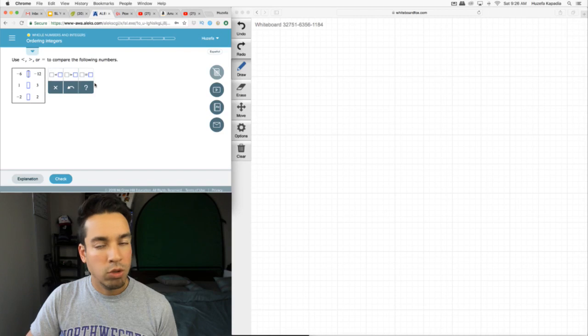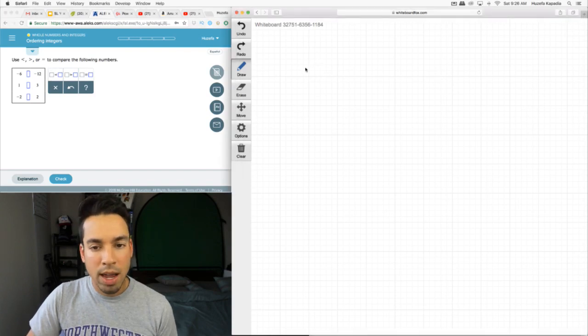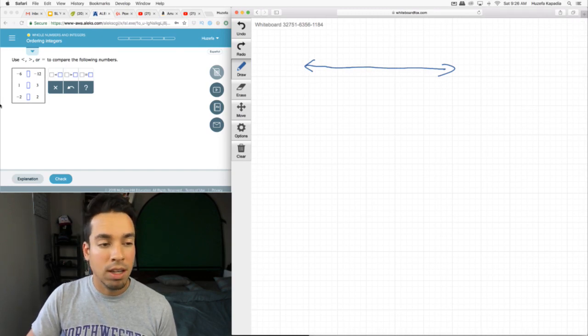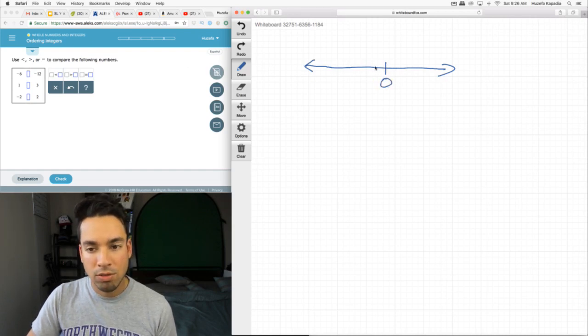So now we're deciding which one's bigger and smaller. Now remember, when we have integers, we want to think about a number line. And we're really looking at the numbers farthest on the left. Numbers to the left on this number line are going to be the smallest. So where do these numbers fall? Like, let's look at -6, for example.